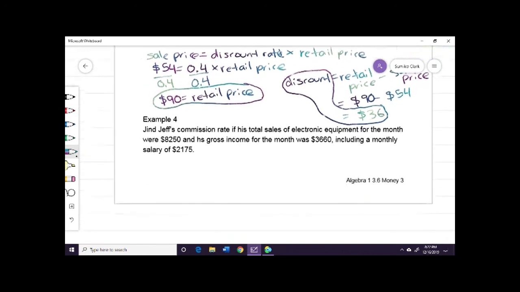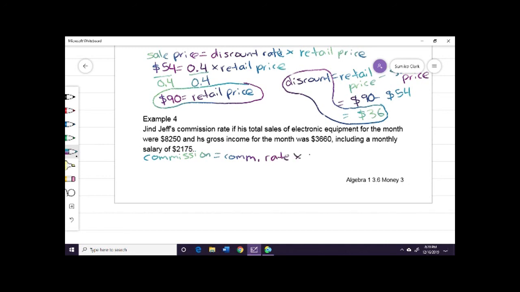Example number 4. So now we're working on commission rate. Now we're working with a different set of equations. Remember we said that commission equals commission rate times sales. Okay, so let's see what this says. Oops, and this should say find. Sorry, typo there.